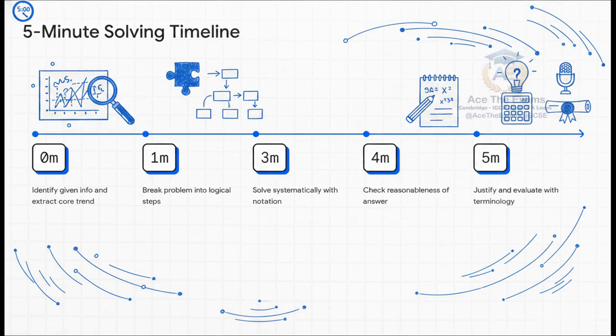At minute 4, check for reasonableness. Stop and look at your answer. Does your photon energy calculation actually result in a realistic number, or did you accidentally forget that Planck's constant is to the power of -34? Catch those silly mistakes. And finally, at minute 5, justify and evaluate. Present your findings, wrap it up with proper formal terminology. Sticking to the strict pacing ensures you capture every single method mark available without running out of time.